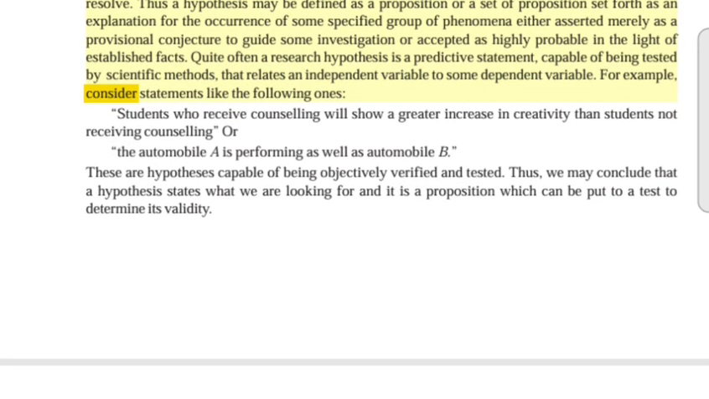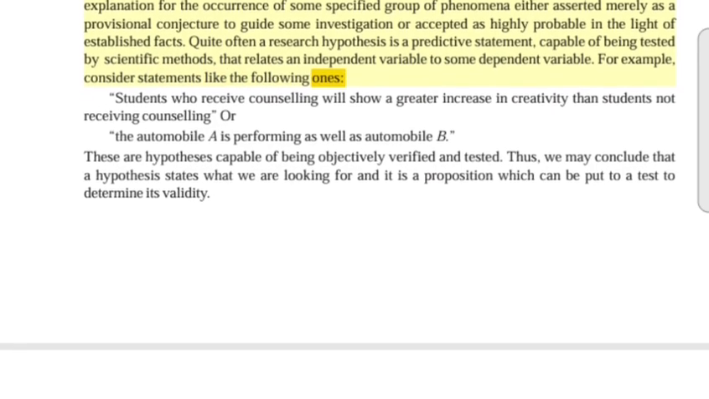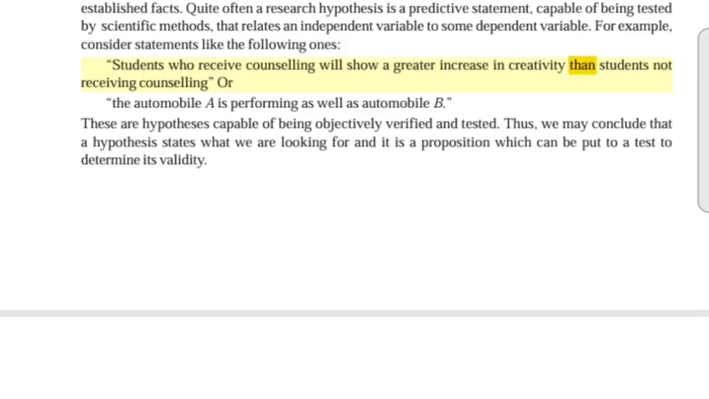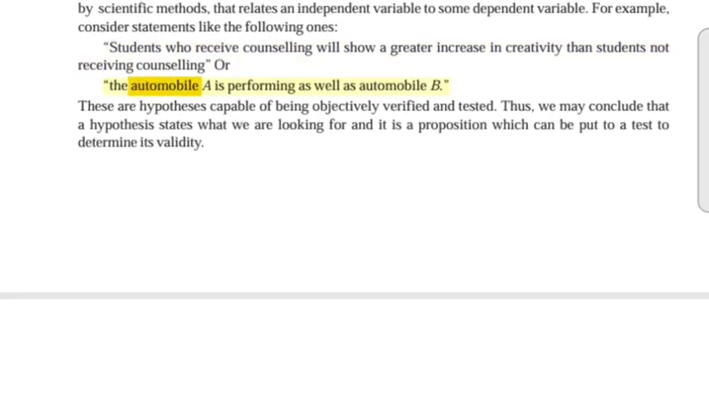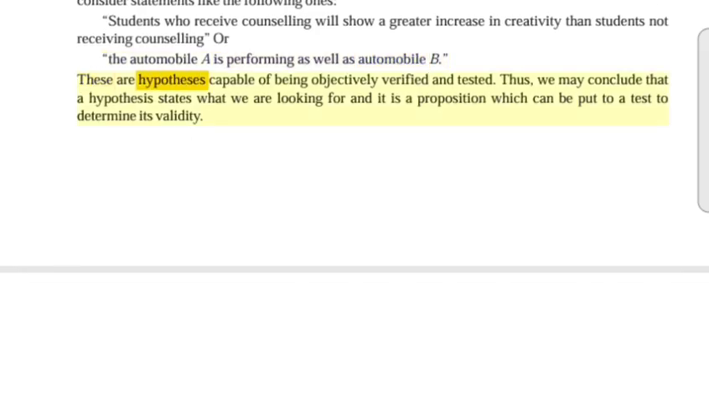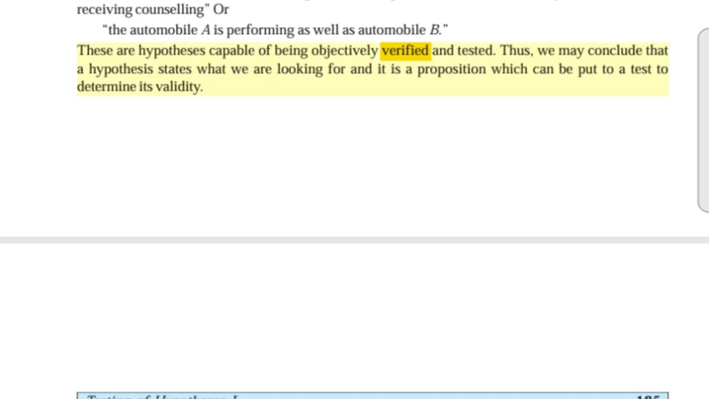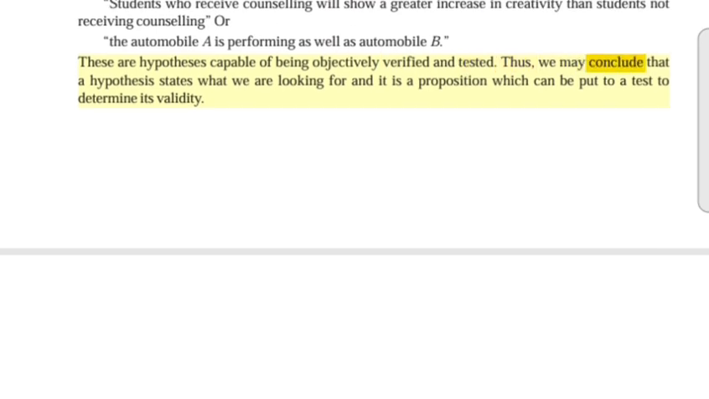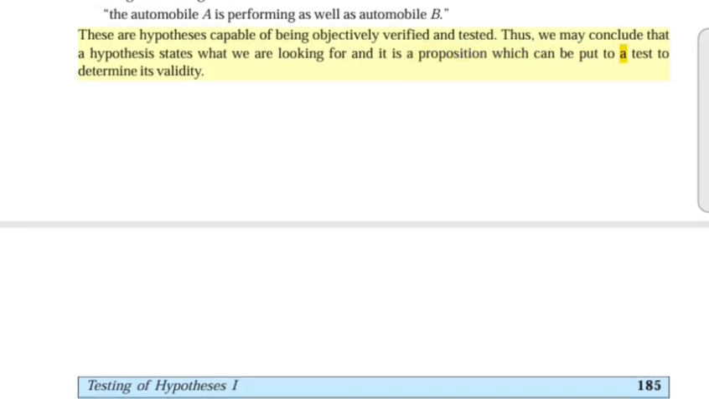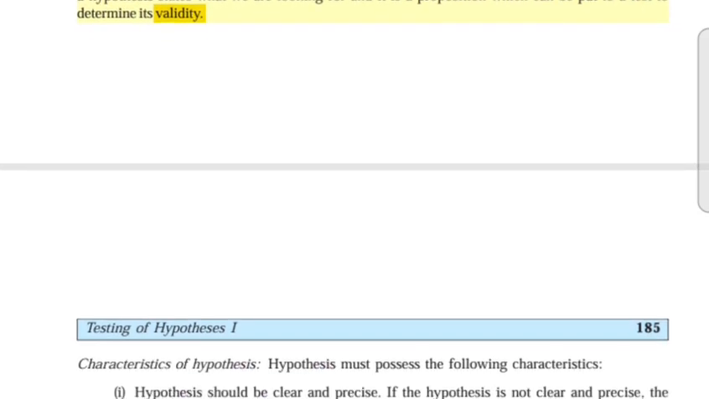For example, consider statements like the following ones. Students who receive counseling will show a greater increase in creativity than students not receiving counseling, or, the automobile A is performing as well as automobile B. These are hypotheses capable of being objectively verified and tested. Thus, we may conclude that a hypothesis states what we are looking for, and it is a proposition which can be put to a test to determine its validity.